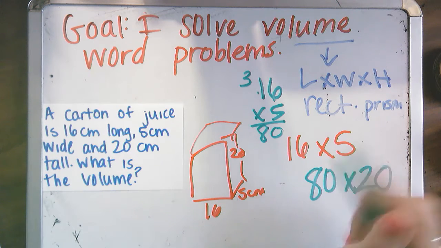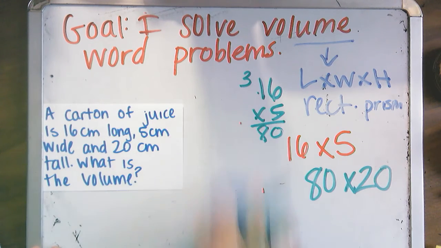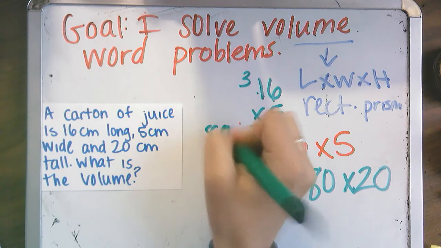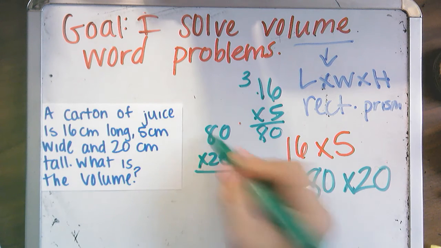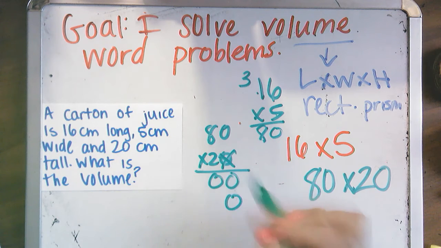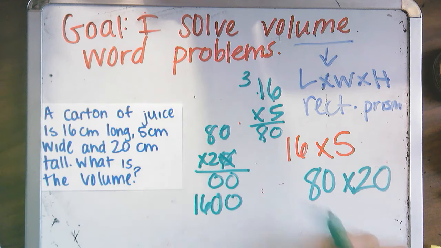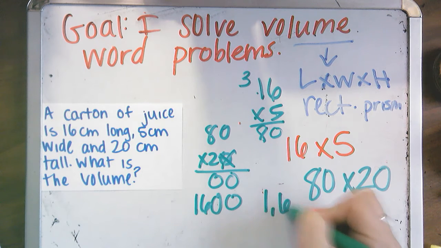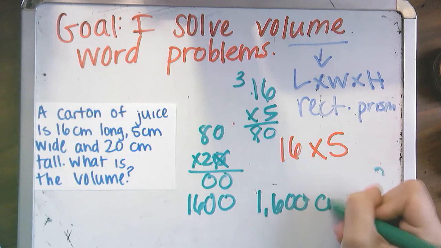Again, I'm going to stack that. So I'm going to get rid of my drawing here so I have room. So I need to do 80 times 20. 0 times 0 is 0. 0 times 8 is 0. Cross out the 0, put down a 0. 2 times 0 is 0. 2 times 8 is 16. So this would be 1,600 centimeters cubed.